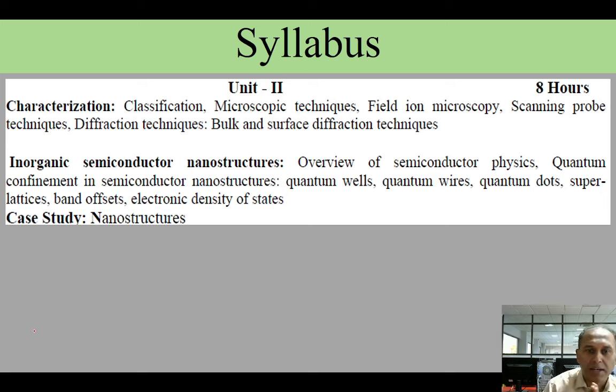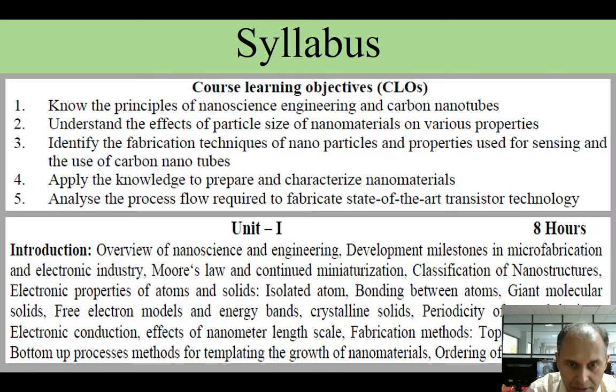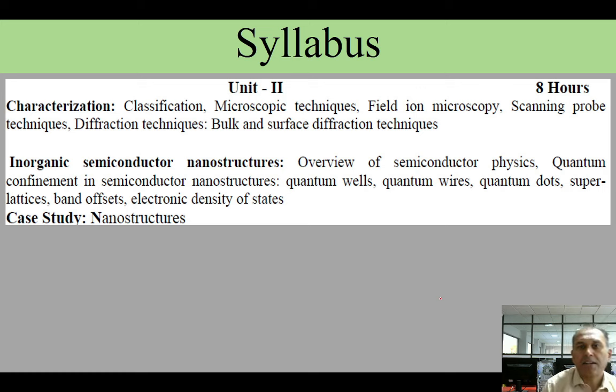Secondly, when we are looking at unit 2, we are looking at the characterization techniques. Now, basically, characterization means having a mathematical representation for the different materials which we have looked at in unit 1. For example, in unit 1, we are looking at the electronic conduction, the periodicity of lateral crystallizations. All of these require characterization for the bulk technique and the surface diffraction technique.